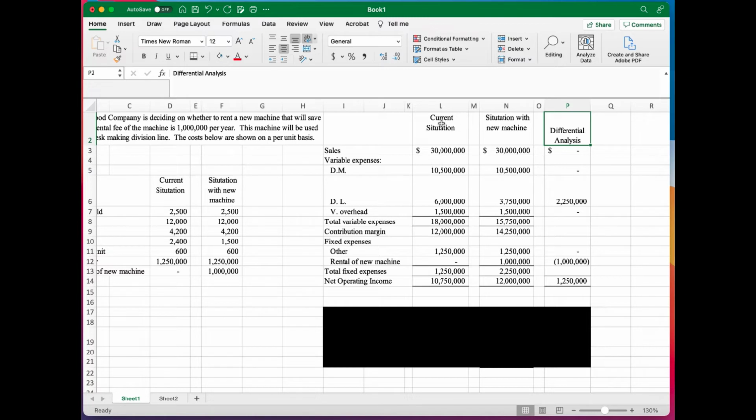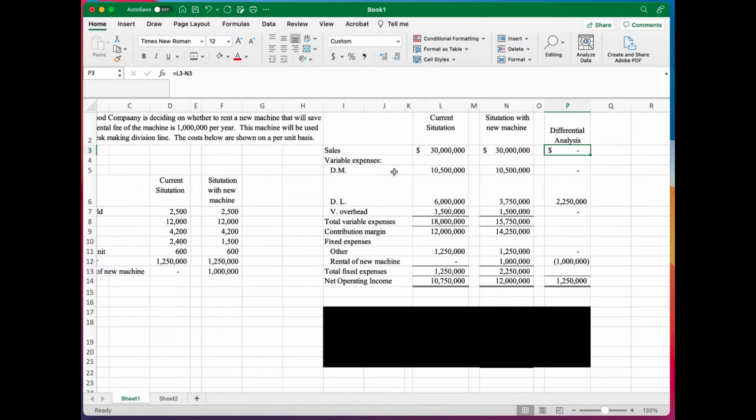We'll look at sales. If I continue to maintain my current production, meaning my process is going to be identical, the same as it has been in the past, I'm not going to change anything, my sales are $30 million. If I change my process and rent this new machine, my sales are still $30 million. Okay? The number of units produced and sold did not change. The selling price did not change. Therefore, it is an irrelevant benefit. I don't even need to consider that information. Why? Because there's no change.